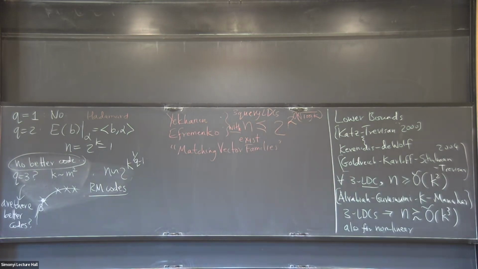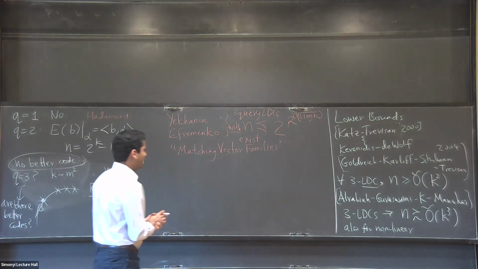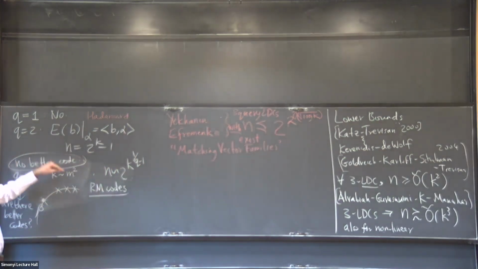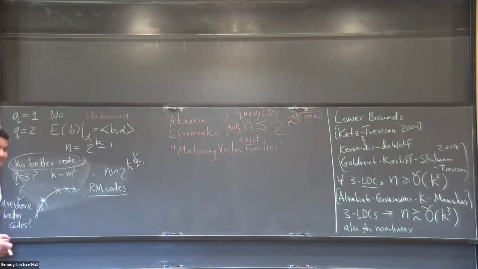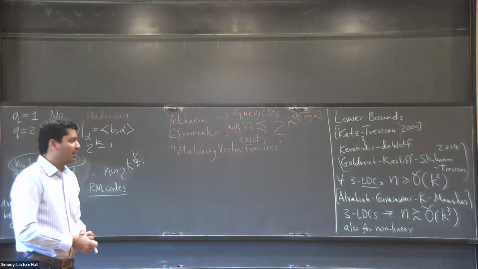Any other questions? One thing I didn't quite get: for the 2 query LDC, is there a matching lower bound for this number? For 2 query LDCs or LCCs, the best code is Hadamard, and we can prove that it's essentially tight. So you have to blow up exponentially, whether you want a 2 LDC or 2 LCC. What's thought to be the right answer for 3 LDCs?